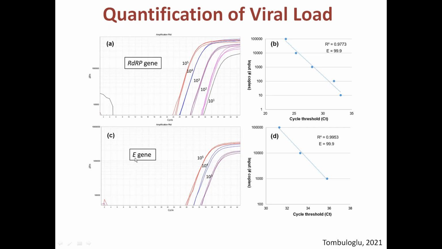That is, the primers are less specific, or the threshold is higher in the case of the E gene. So we can see up to 1000 particles here, while there we can see up to 10 particles. This is based on the viral load.